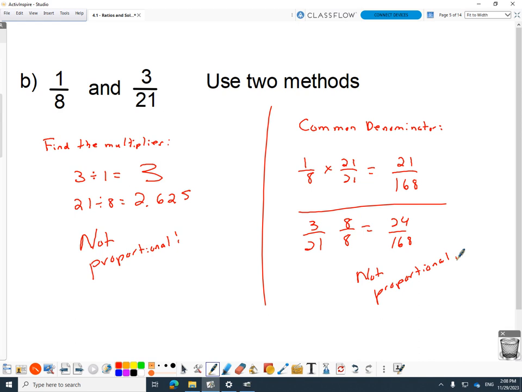So what did I do? At that time I did find the multiplier and common denominator. On the next one, I'm going to do the other 2 methods. So get ready to name the other two methods.